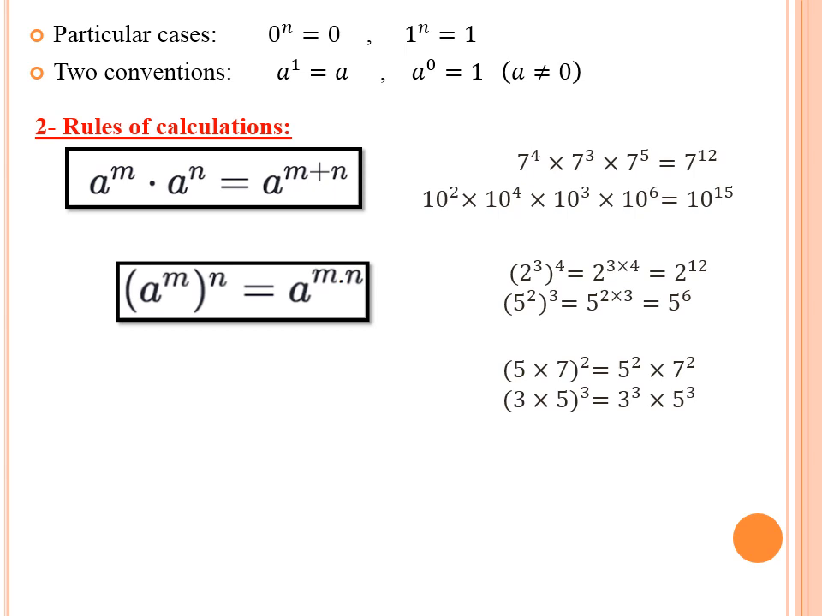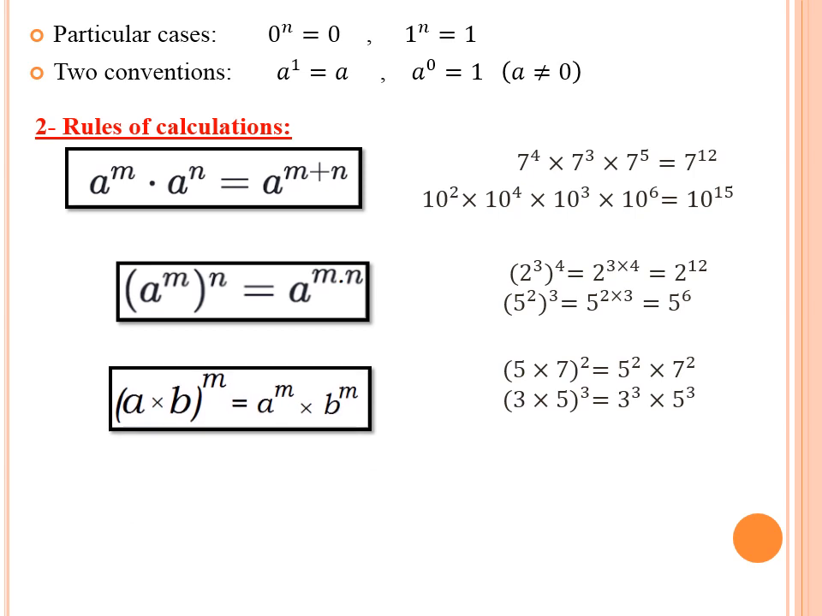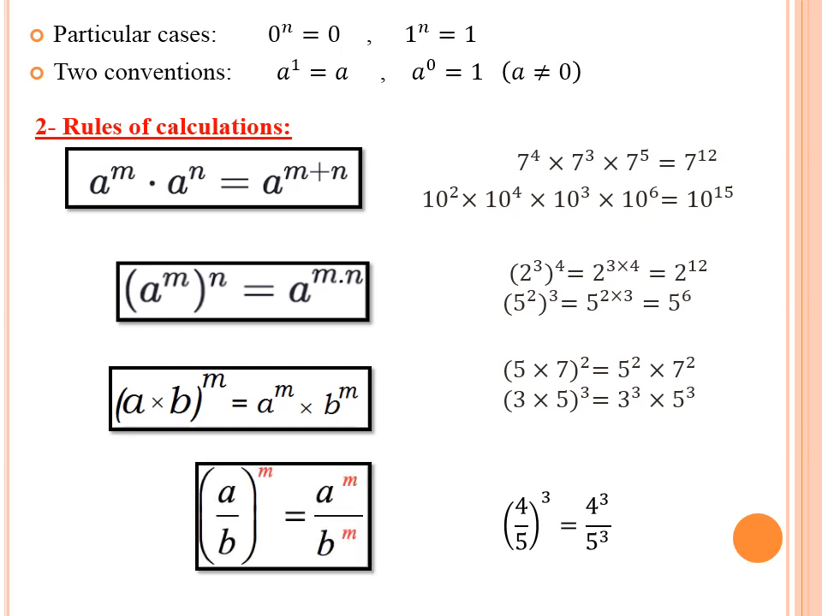Similarly, 3 times 5 all to the power 3. Since there's a parenthesis, this cube should go to each factor of them: 3 to the power 3 times 5 to the power 3. Okay? But what if we have division? It's the same rule. Since we have parentheses, the power goes to every number inside the parentheses. Okay, 4 over 5 all to the power 3 means 4 to the power 3 over 5 to the power 3.